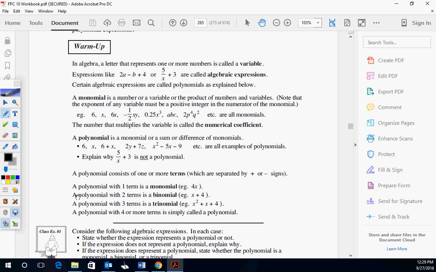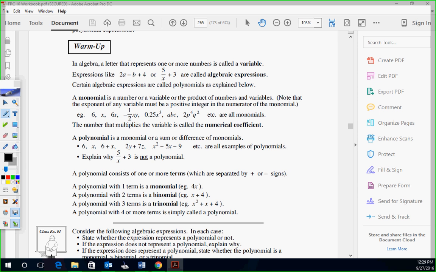So then now here, a monomial is a single term. All of these are monomials right here. So 6 is a monomial, x, 6x, negative 1/2 xy. If you're saying, wait a second, that's got an xy, but it's all a product, so it's all one group. So it's a monomial. Mono, single. Any questions on monomial?